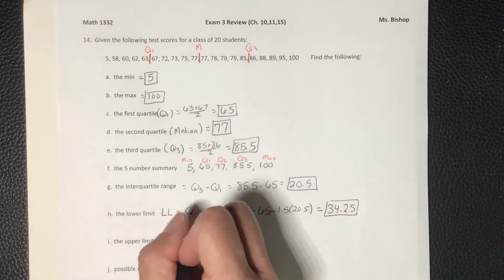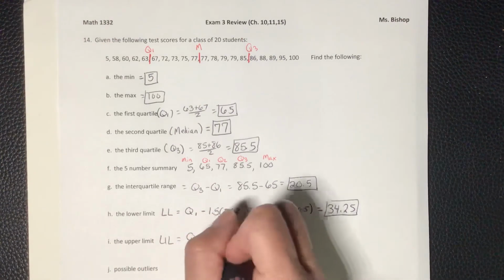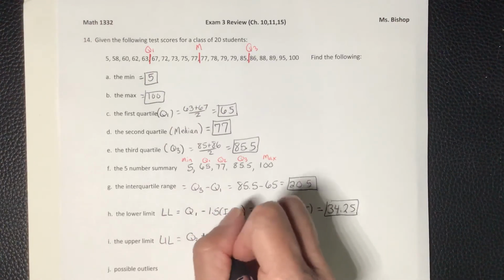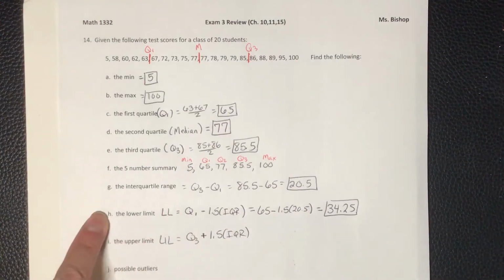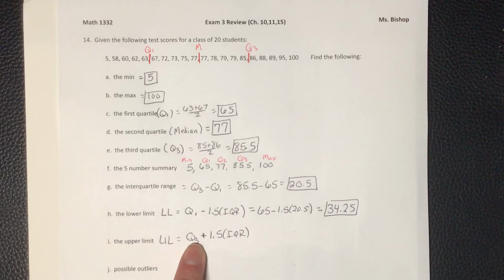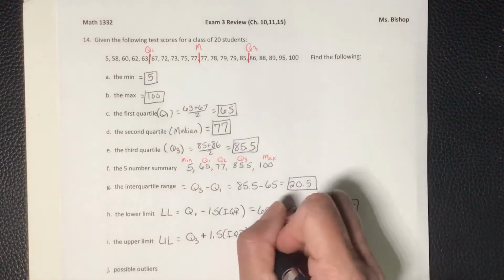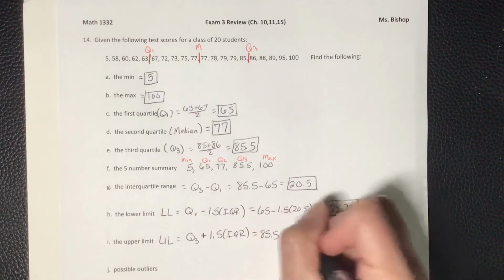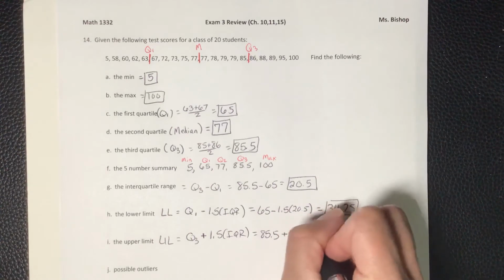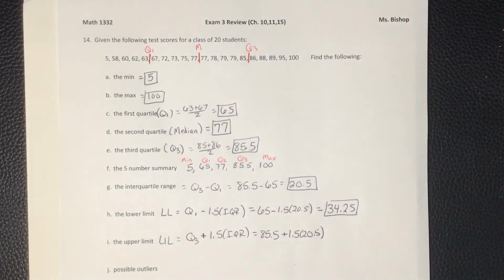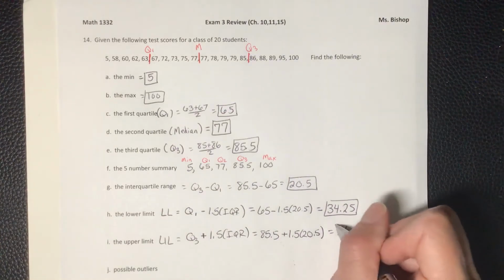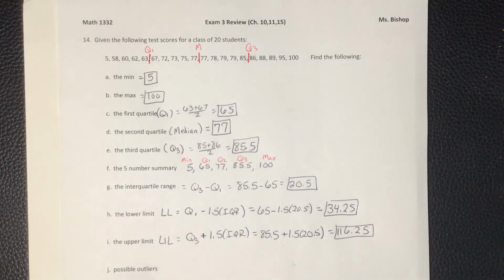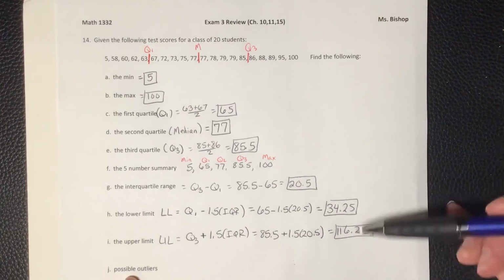Now the upper limit is Q3, but then there's a plus 1.5 times the IQR. The lower limit is looking at the lower whisker to the left, so we subtract. The upper limit's looking at the upper whisker, so it starts at Q3 and goes up. So that's why we add on that one. So that would be 85.5 plus 1.5 times 20.5. If you put all of that in your calculator, it comes out to be 116.25. To figure out our outliers, we look at our lower and upper limits.